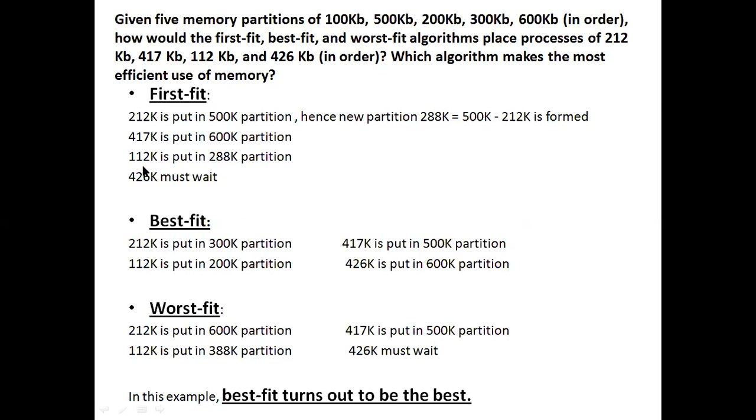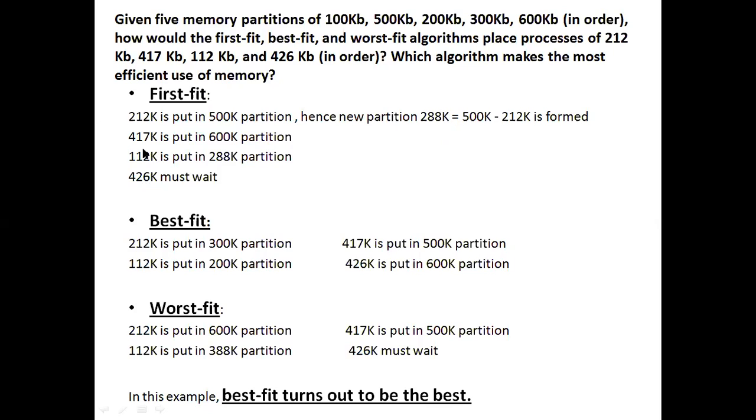Then I have the 112 kilo process. Is it placed in the 100 kilobyte memory partition? No. Can it be placed in the 288 partition which is newly formed? Yes, you can place this 112 into the 288 kilo memory which was caused because of internal fragmentation. What about the last process, 426? Though it comes in, none of the memory partitions is freely available to hold that process. So at that time the process is made to wait.